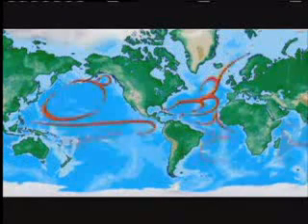Why are some surface currents cold and some others warm? It depends on where the water's coming from. If it's coming from the poles, it's cold. If it's from the tropics, it's warm.